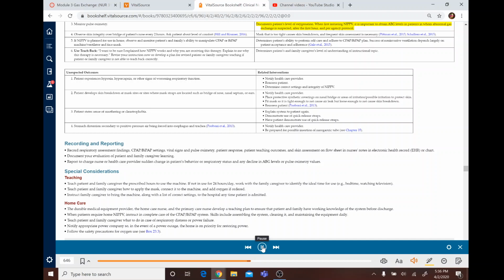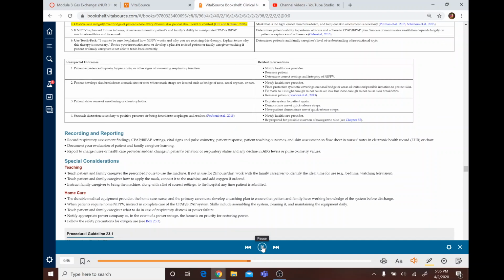When first initiating NP, it is important to obtain ABG levels in patients in whom abnormal gas exchange is suspected, after the first hour, and per agency protocol. 4. Observe skin integrity over bridge of patient's nose every 2 hours. Ask patient about level of comfort. Hill and Kramer, 2016. Mask that is too tight causes skin breakdown, and frequent skin assessment is necessary. Pittman et al., 2015, Shalom et al., 2015.